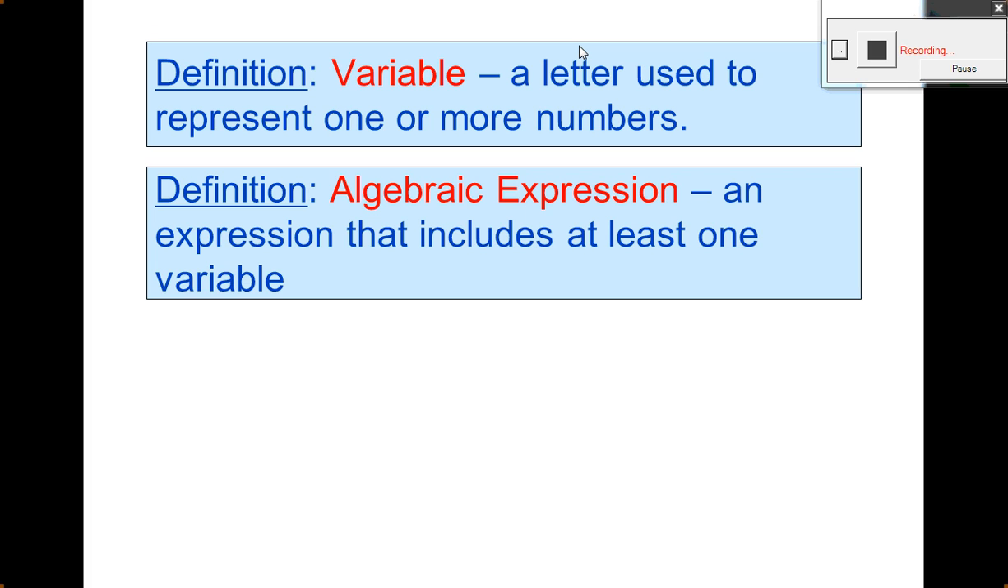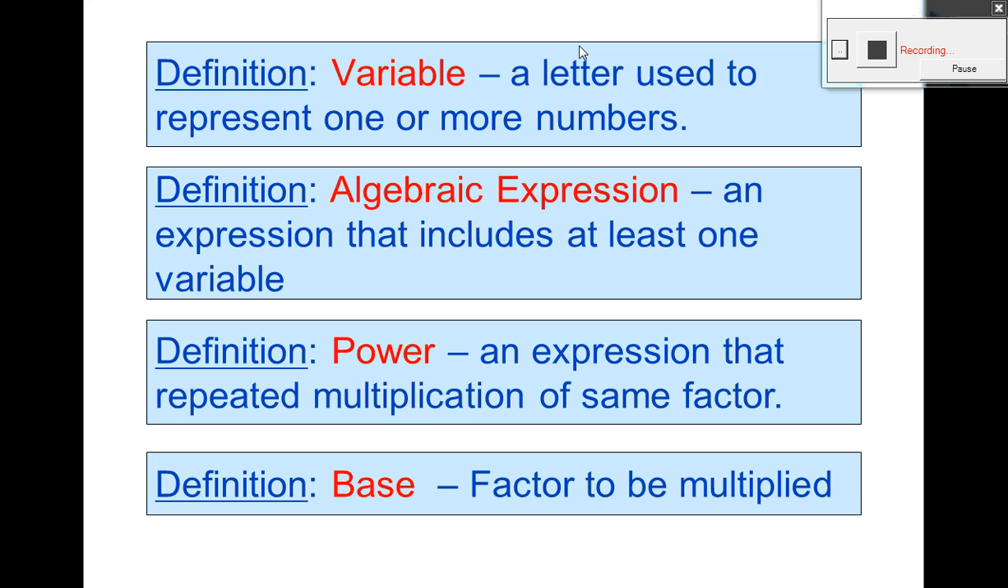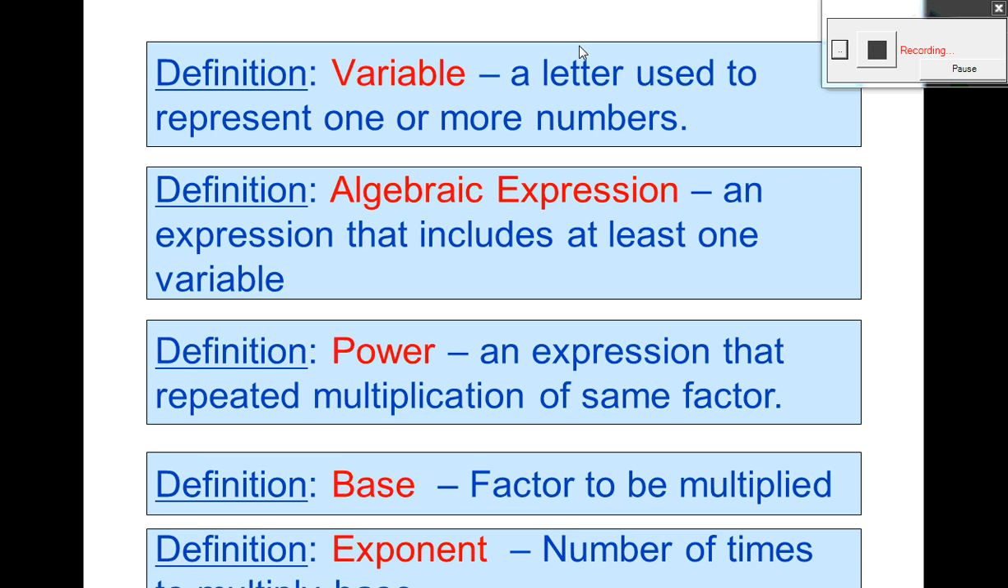The next one is an algebraic expression, which is an expression that includes at least one of these variables, such as 2x plus 5. That's an algebraic expression. A power is an expression that is repeated multiplication of the same factor. The base is a factor to be multiplied. And the definition of an exponent is the number of times to multiply the base. So these are our key definitions for section 1.1 and 1.2.